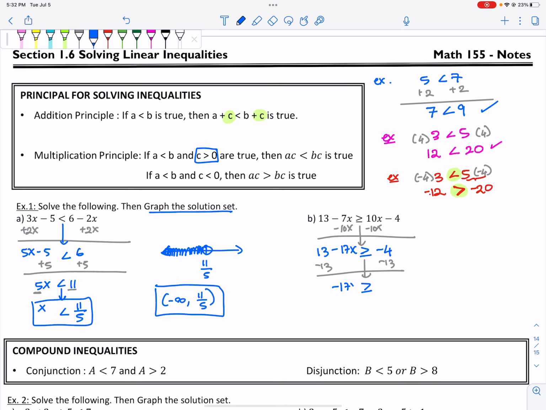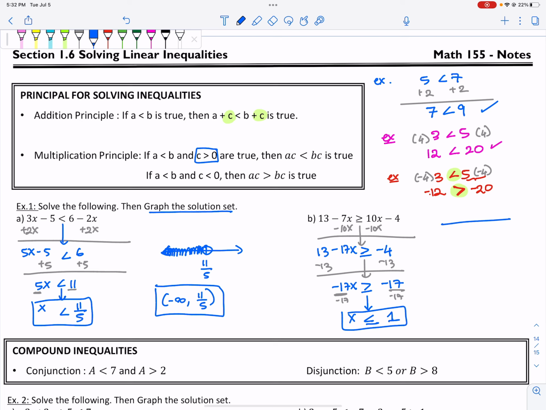Negative 17x is greater than or equal to negative 17. Next, I want to get rid of the negative 17 by doing the opposite of multiplying, dividing by negative 17. Remember that when we divide by a negative, the inequality changes direction. So we have x is less than or equal to negative divided by negative, a positive 1.